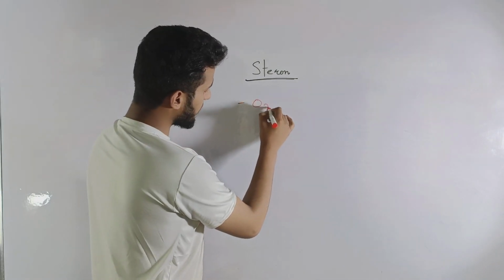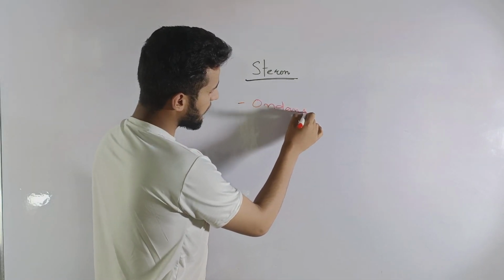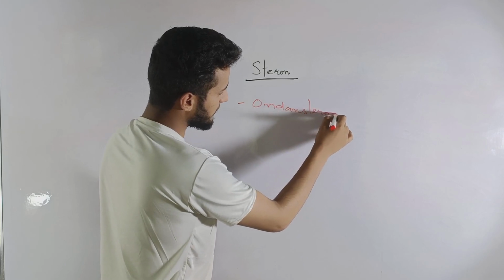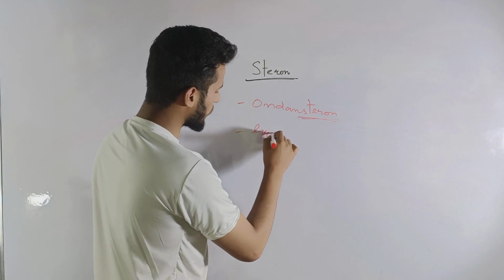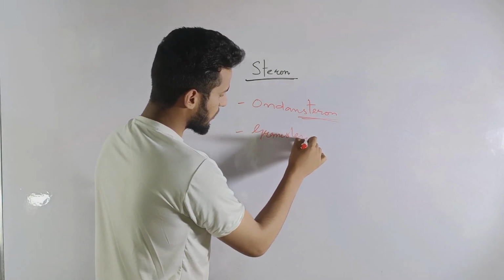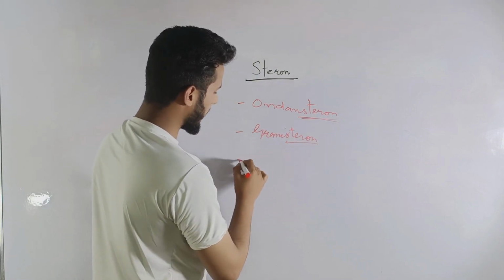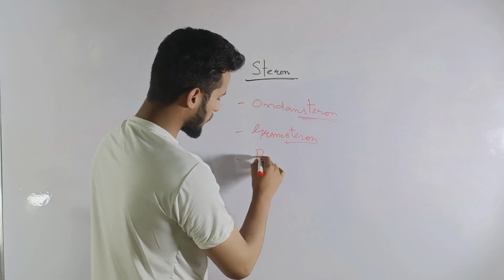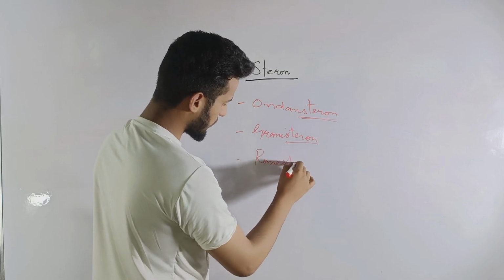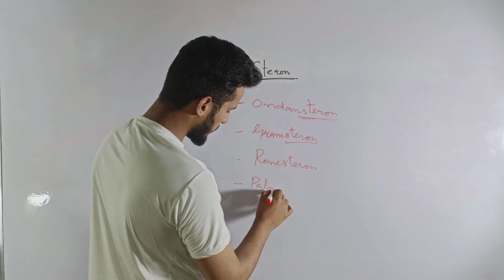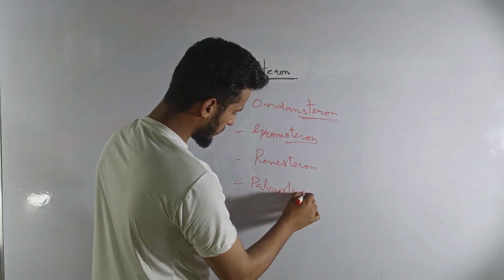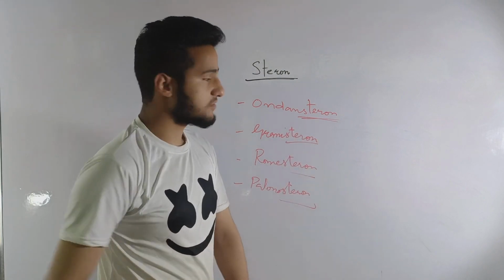First, we have ondansetron, a drug that contains setron at the end. We have granisetron. We have ramosetron, we have palonosetron. These drugs contain setron as the suffix.